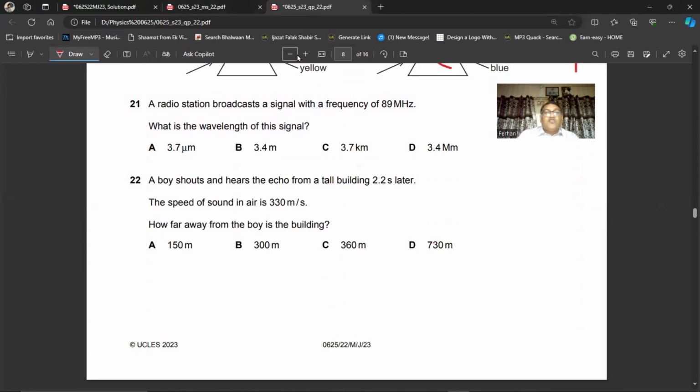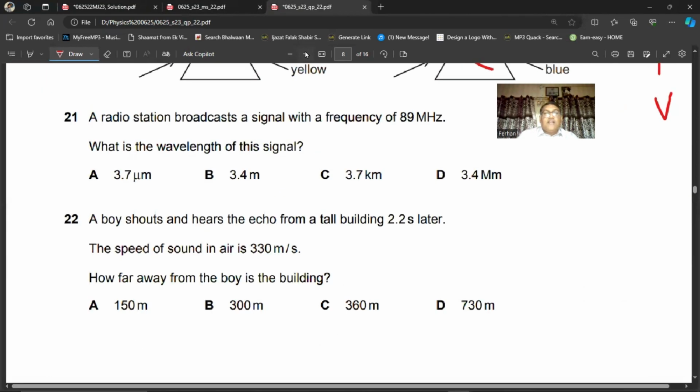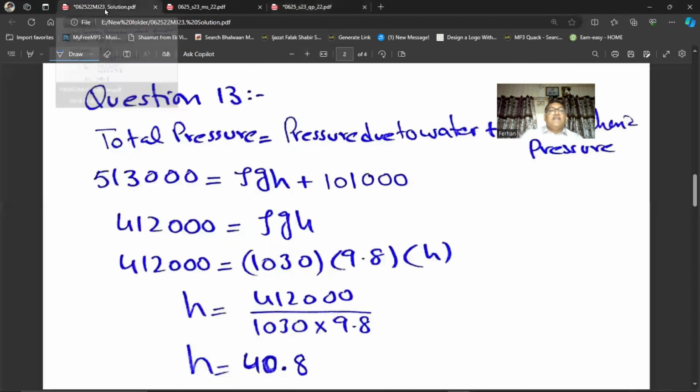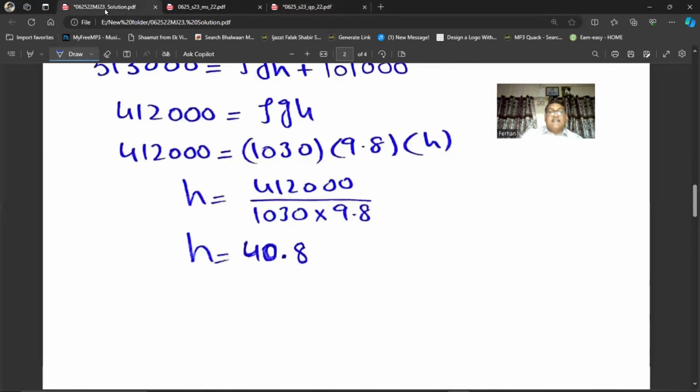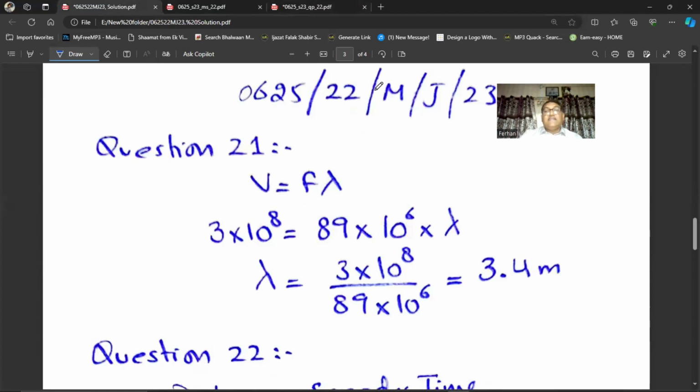Okay, so now we are on question number 21. It says a radio station broadcasts a signal with a frequency of 89 megahertz. What is the wavelength of this signal? Because you know the signal's speed is the speed of light, and that speed is 3 × 10^8 meters per second, and we know the frequency is 89 megahertz. So, by using the wave equation v = fλ, we can find the wavelength of this signal.